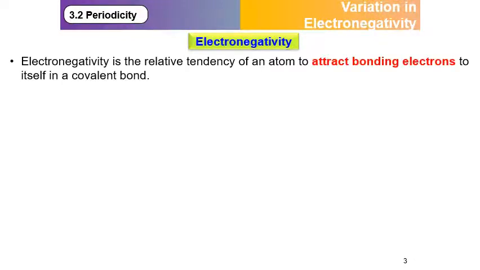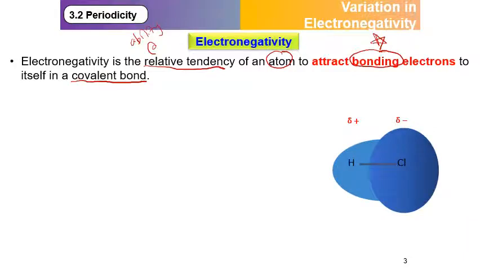Before we discuss the variation in electronegativity, we need to know the definition of electronegativity first. So, electronegativity is the relative tendency, in bahasa we can call this the keupayaan, or another term, ability, for an atom to attract bonding electrons. Okay, so here we emphasize the words bonding electrons. So where can we find these bonding electrons? Yes, the bonding electrons are always in a covalent bond.